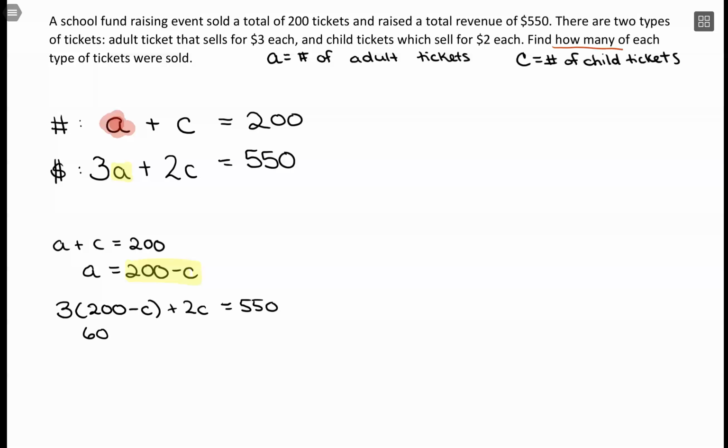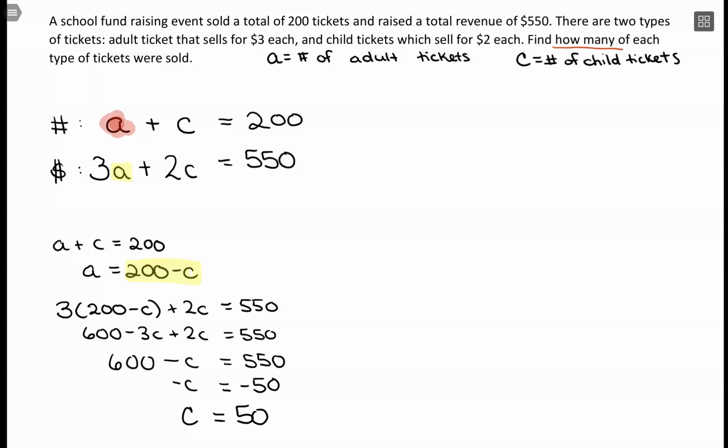And then I'll distribute, so 600 minus 3C plus 2C equals 550. Combine like terms, so negative 3C plus 2C would leave me with negative 1C. Subtract 600 from both sides, which would leave us with a negative 50. Divide both sides by a negative 1, or you could think of it as multiplying, but we're going to get C equals positive 50. And then I just need to solve for A.